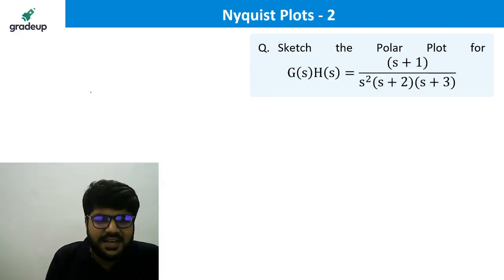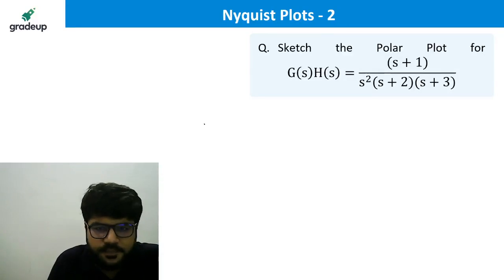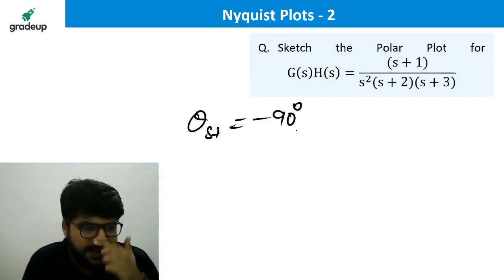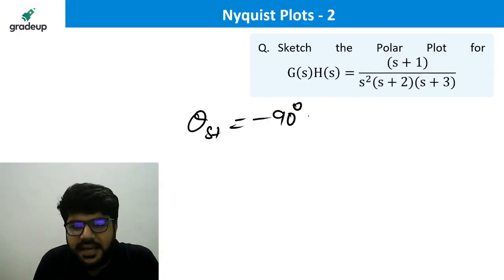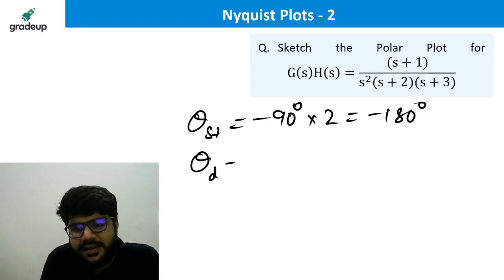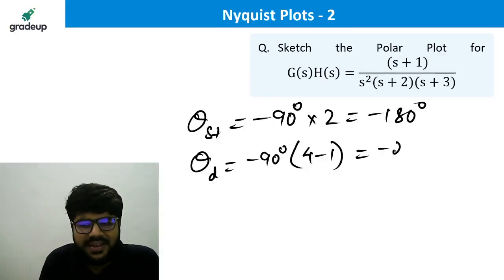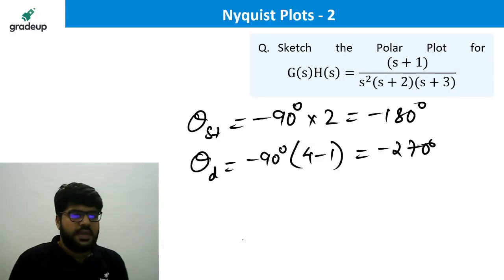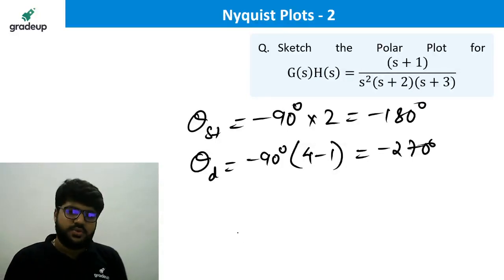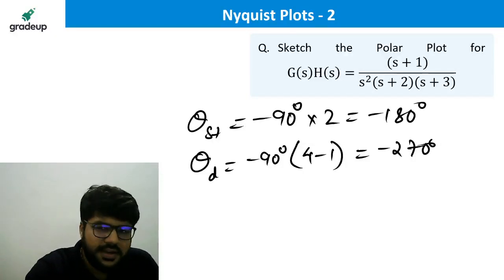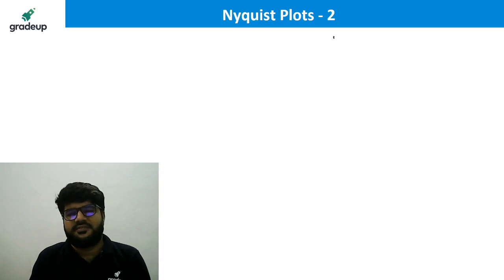So what is the theta starting? It is minus 90 degree into 2, minus 180 degree. Theta diving: minus 90 degree, 4 poles and 1 zero, so 4 minus 1, 3, minus 270 degree. Okay, so minus 180 and minus 270. Correct. So let us have a plot on the basis of this approximate shape.